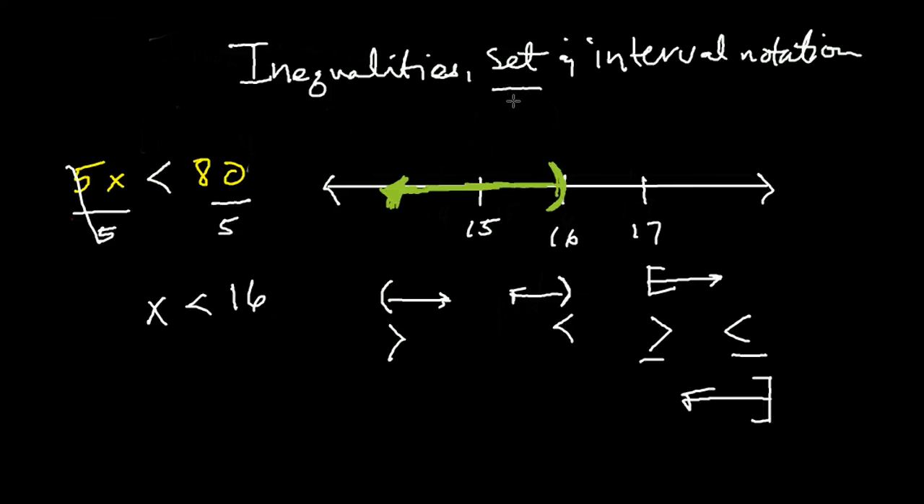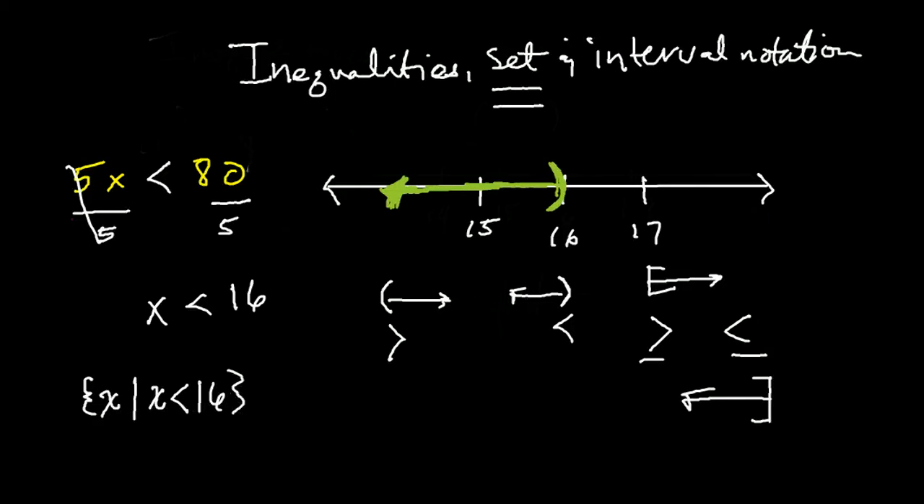Now the set builder notation would tell us to take this answer for x, the solution set for x, and put it in squiggly brackets. This is how you read it: the set of x such that x is less than 16.